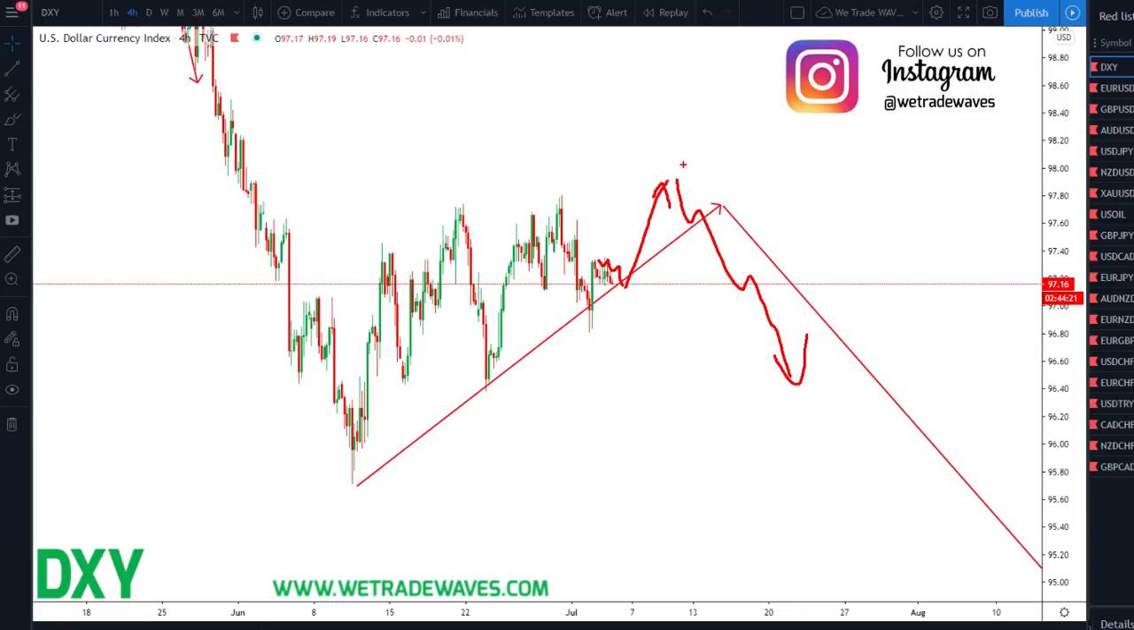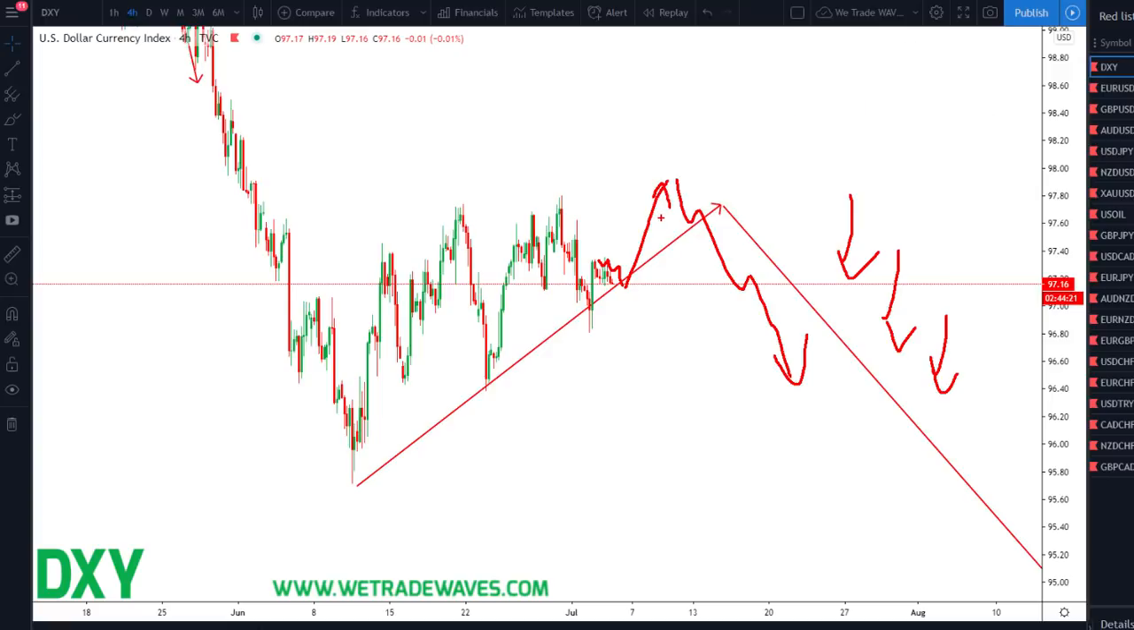Because after this corrective structure, we can see that the DXY will be moving down. And this is the bigger wave. This is the bigger picture. Those who are trading for the long term, you can wait for this corrective structure to finish before you go for your sell setups. But even within this corrective structure, you can go for the buy first and then sell later on. This is the bigger wave and the direction is toward the downside. Internally, we can see one more push up.